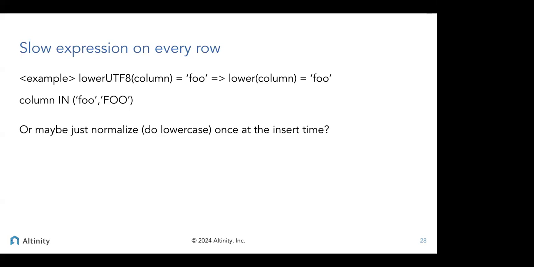Some expressions can be just slower than others. For example, lowerUTF8 is slower than just lower, because it needs to take into account those UTF-8 characters. So the function is slower. And you can see here that it compares with foo, which is not UTF-8. So we can bypass that UTF-8 variant and compare using the faster implementation. Or maybe we can just normalize that column at insert time, just lowercase everything.